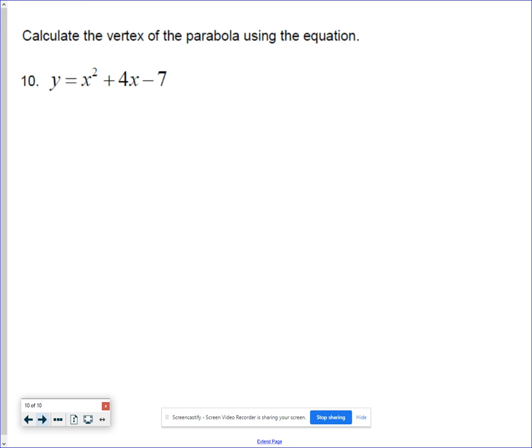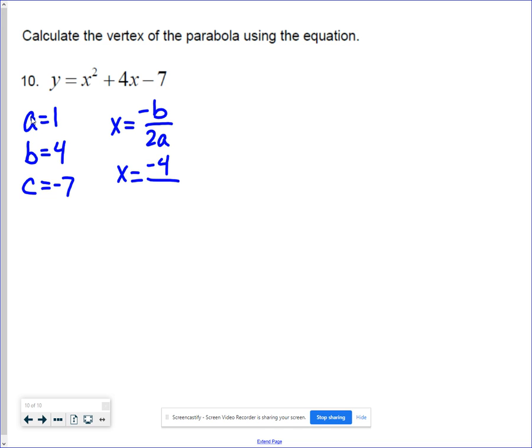On the back side, I have problems like this, and I want you to find the vertex. So let's start with A equals 1, B equals 4, C equals -7. I'm going to have X equals the opposite of B over 2A. The opposite of 4 is going to be a -4. 2 times 1. So I'll have -4 over 2 is -2. That's what the X part is. If you wanted to start your ordered pair right now, you could. You've got half of it done.